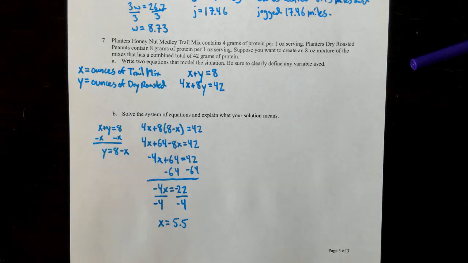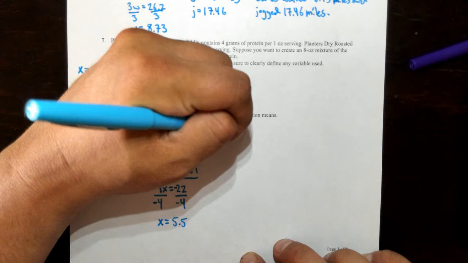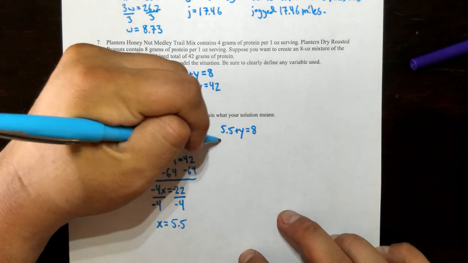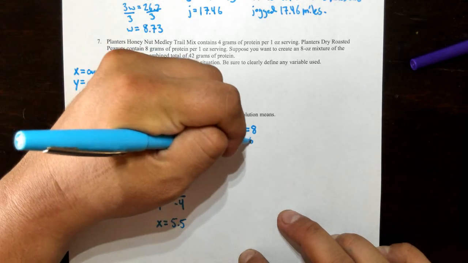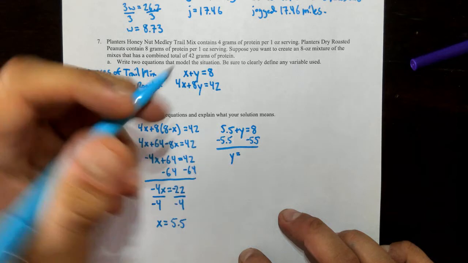Now I can plug it into, again, the first equation and solve for the number of ounces of dry roasted. So I can say 5.5 plus y equals 8. Subtract 5.5. So y is equal to 2.5.